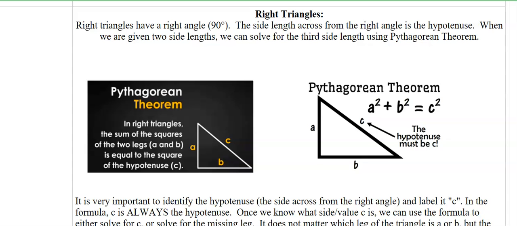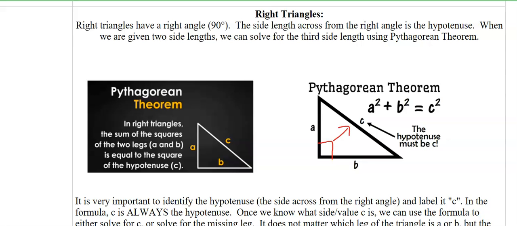Now, the Pythagorean theorem says a squared plus b squared is equal to c squared. And c is always our hypotenuse, which again is across from the right angle. I can draw it in here and it always points to it, I like to say.